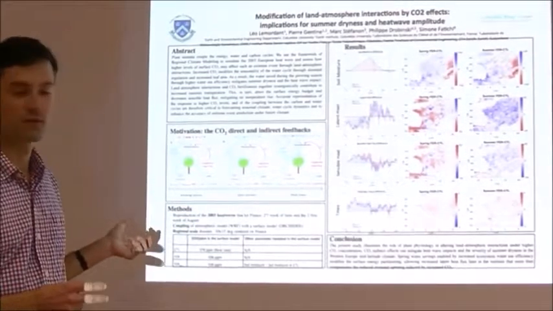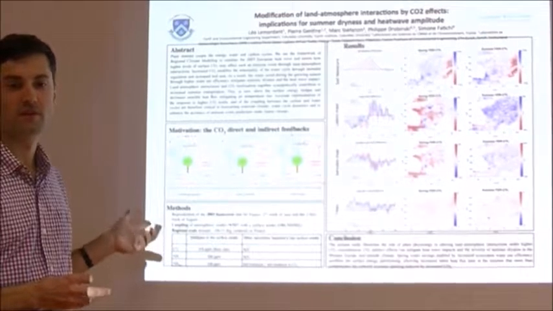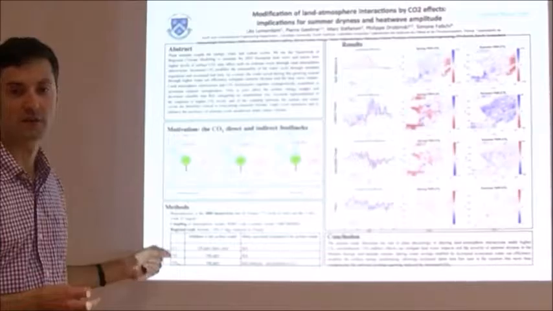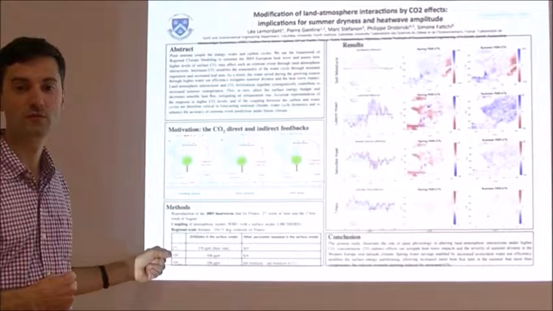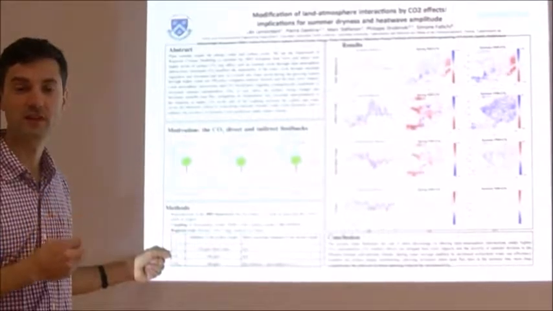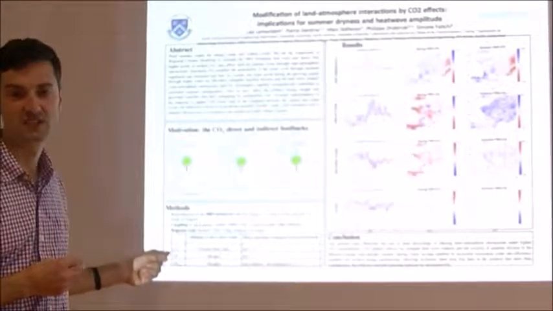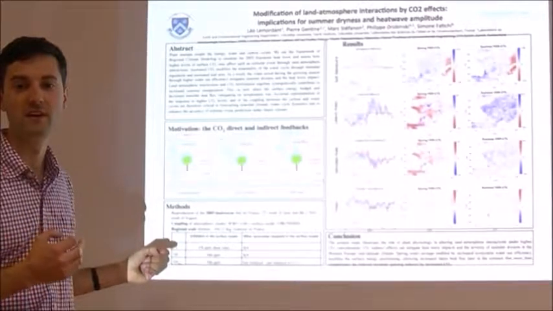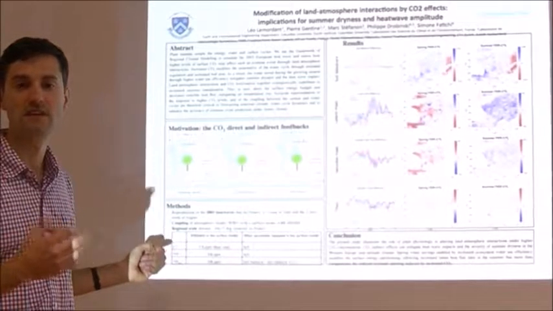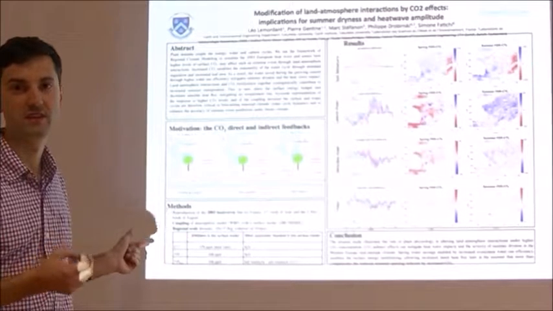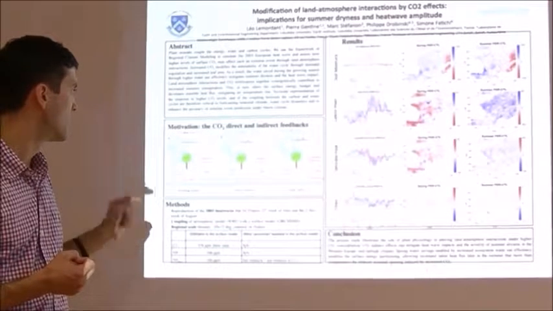We used this model to have a base case scenario, and then we increased the CO2 level only in the surface model, so that the vegetation sees more CO2, but the atmosphere stays at the base case CO2 level, and we don't have the radiation feedbacks.